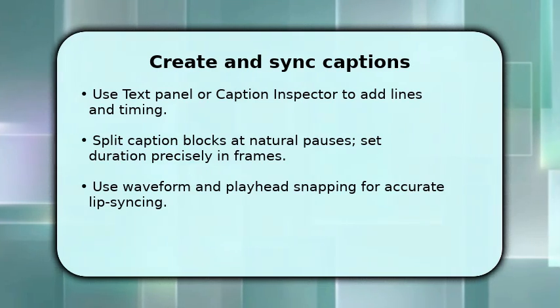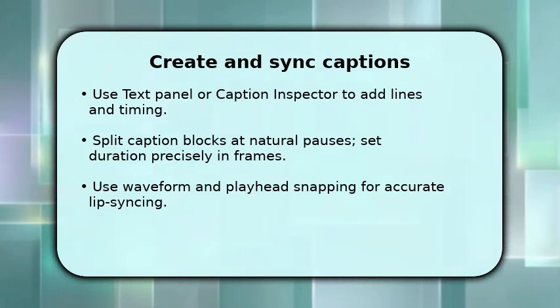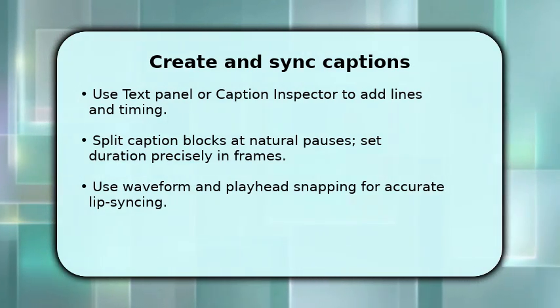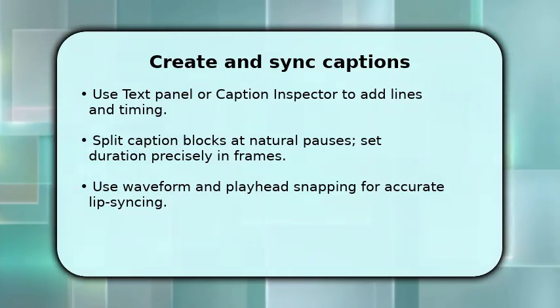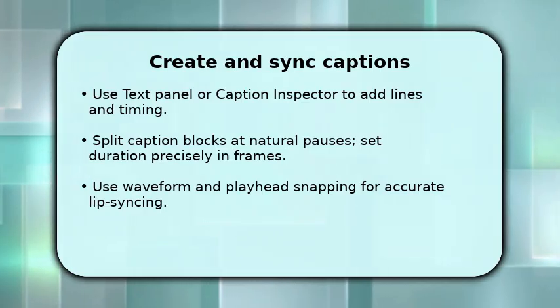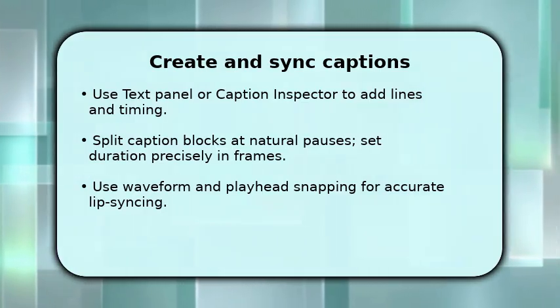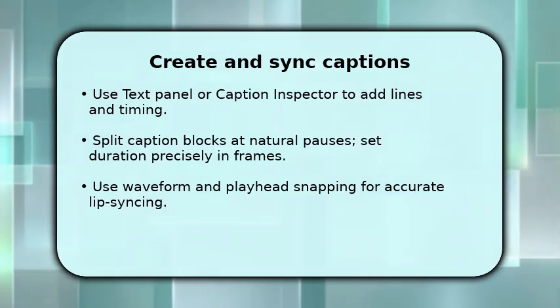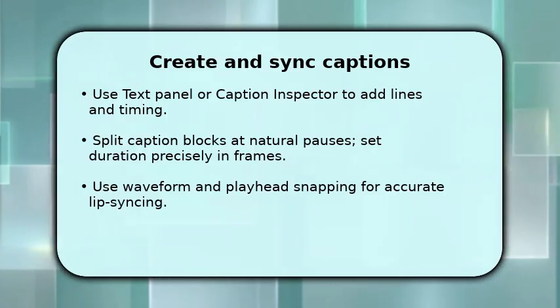You now create and sync captions line by line using the text panel or the captions inspector. Place the playhead where a phrase begins, add a caption segment, type the text, and then extend or trim the segment to match speech. Use frame nudges when needed. Once you finish a block, move to the next pause and repeat.